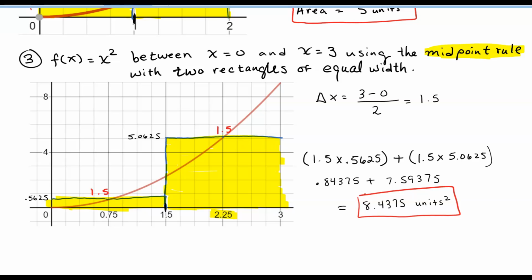Okay, so maybe this video was a little bit long-winded for you. Hopefully you were able to fast forward through to exactly what it is you needed. At any rate, I hope you got a greater understanding of the lower, upper, and mid sums, and how you can apply it to find the area under a curve.